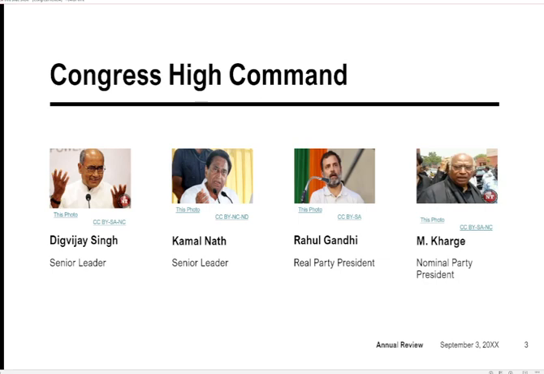Whereas in provinces, which are called states in India, the party's performance has been very poor. In the recent elections, Congress has lost its major bastions of Madhya Pradesh, Chhattisgarh, and Rajasthan. And that is why, in the snap on the screen, which you can see having the title Congress High Command, only Rahul Gandhi and M. Kharge are people who can be fit for this title.